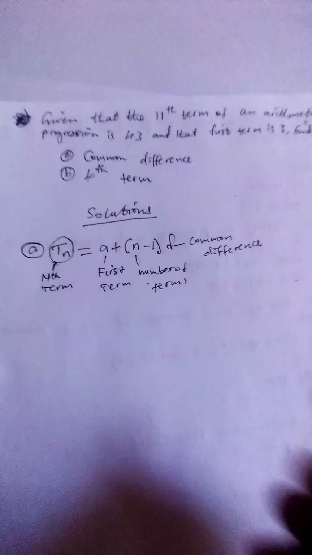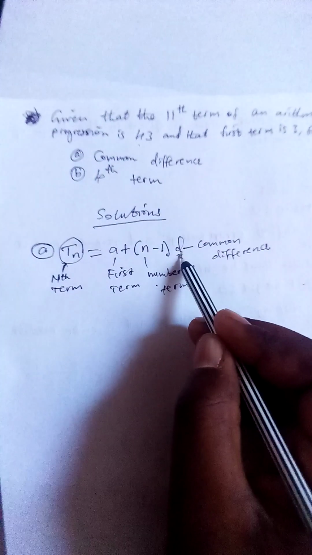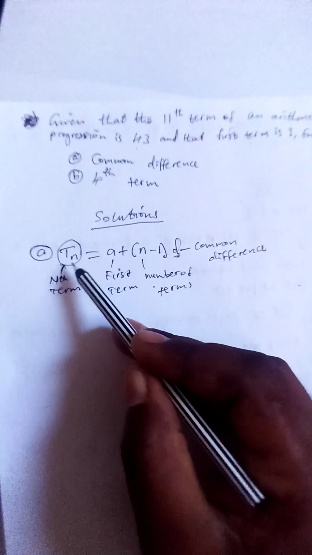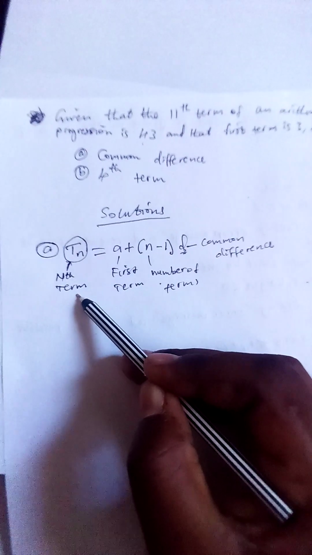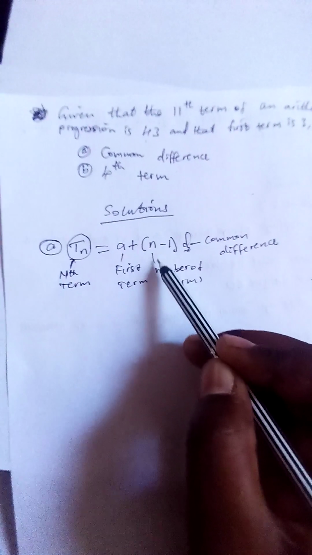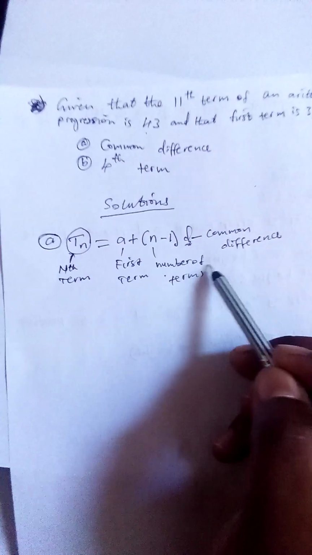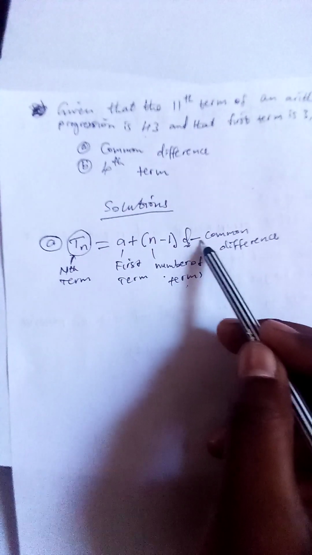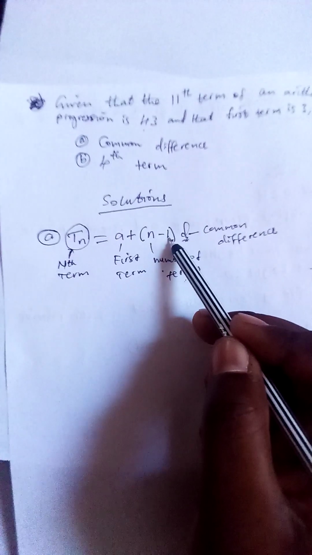So we are told that we have to find the D here, which is the common difference. Tn is our nth term, A is our first term, n is the number of terms, and D is the common difference.